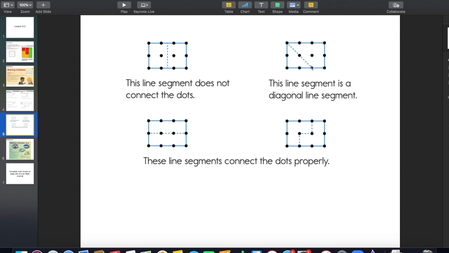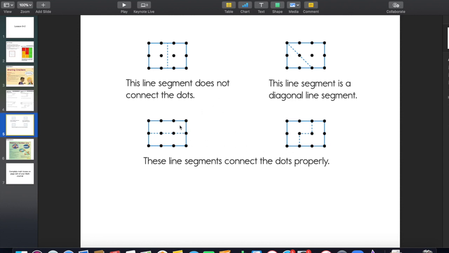So the directions tell us we cannot use diagonal lines, okay? So no diagonal lines. These line segments connect the dots properly. So let's take a look. We have our cracker, and this person used a line segment that goes all the way across to share. How many people might be sharing this cracker, do you think? Yeah, I think 2 people might share this cracker because there are 2 parts.